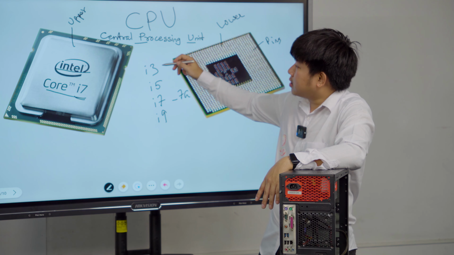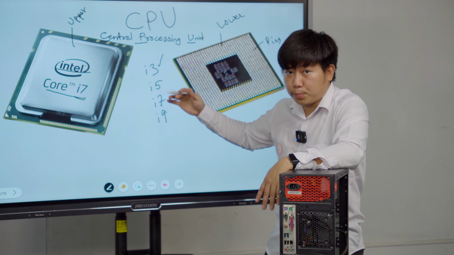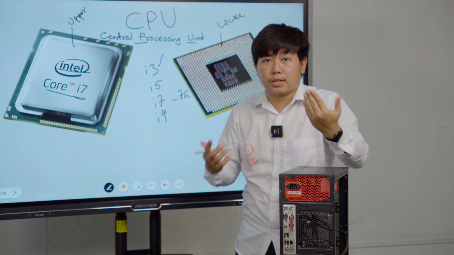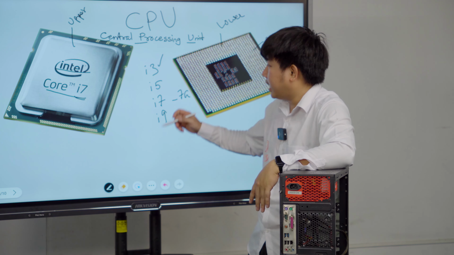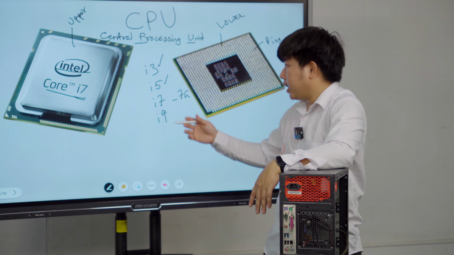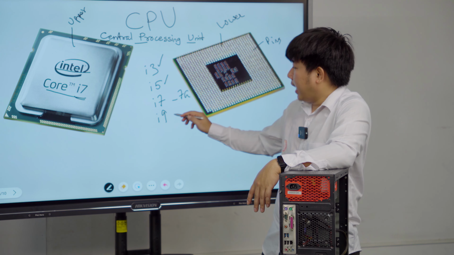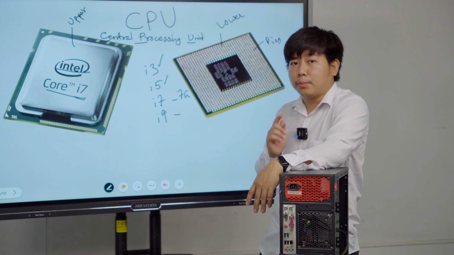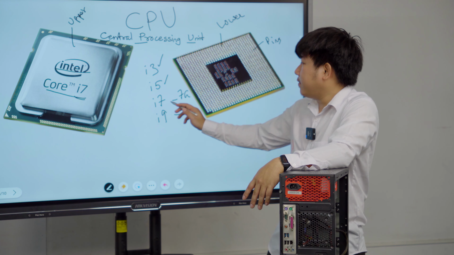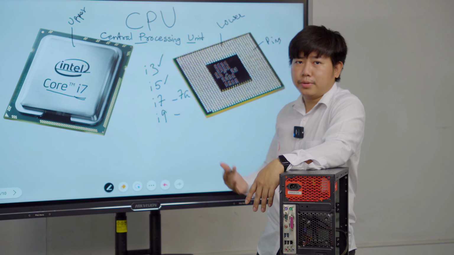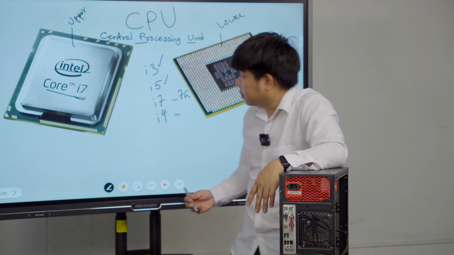So i3 is the slowest clock speed, but it's still enough for some office work. If you're a gamer, at least I recommend i5. But i9 is quite expensive, but you get the best performance with it. So i7 is in the middle, a balanced type. And so let's continue.